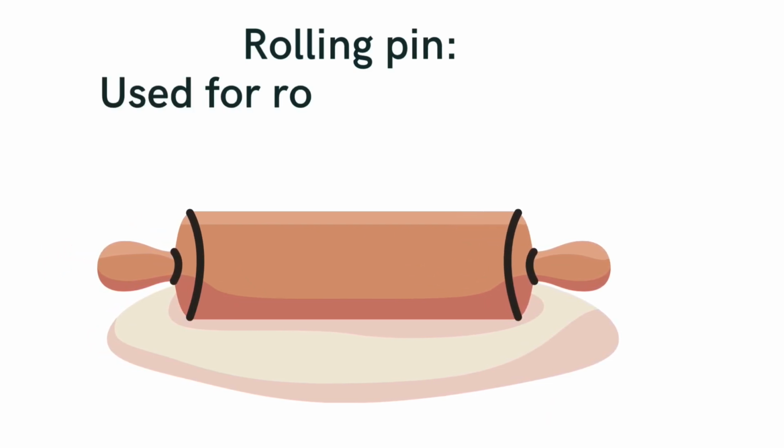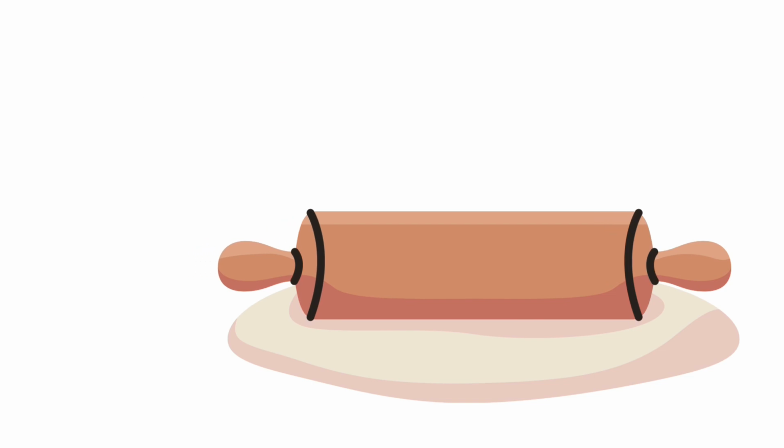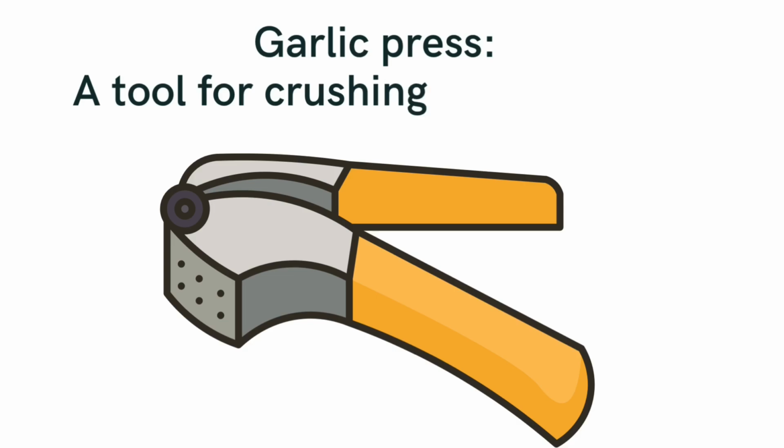Rolling pin, used for rolling out dough. Garlic press, a tool for crushing garlic cloves.